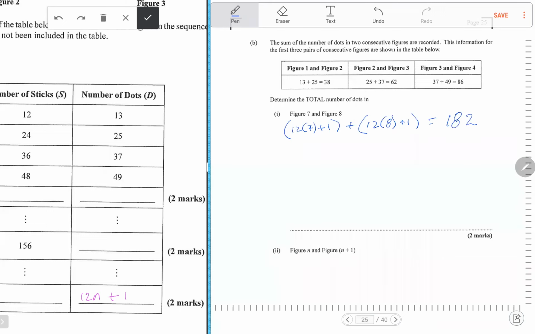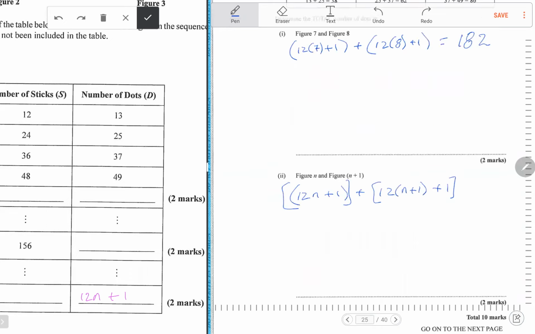And then down, they say what is the sum of figure n and figure n plus 1. So basically it's when n equals n and when n equals n plus 1. So again, you just run the formula. So this one would be 12 times n plus 1, plus 12 times n plus 1 plus 1. So that's what they're adding. This should be figure n and this should be figure n plus 1. Simple as that, it's not complicated. And just work it out and simplify.